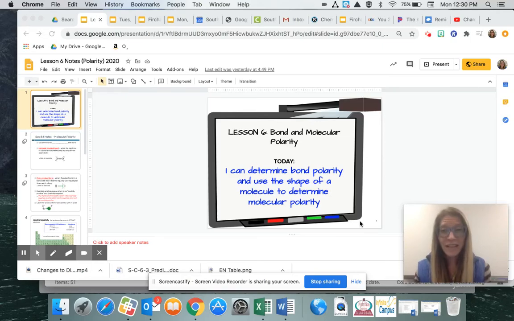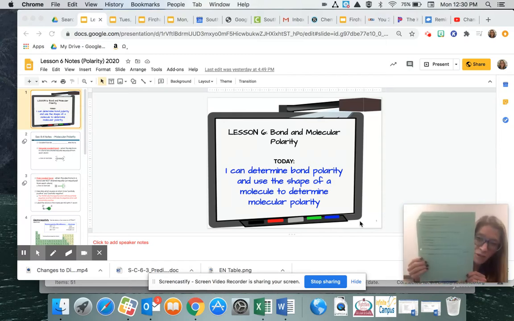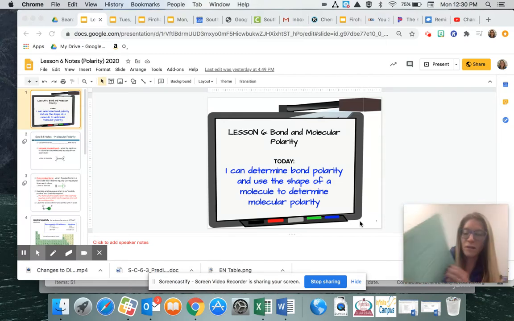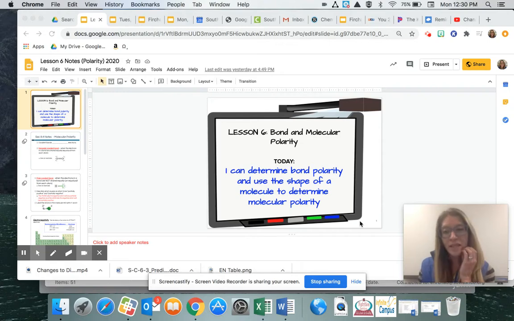All right, here is your last set of notes for Unit 2. So we are on Lesson 6, which starts on page 7 of your green notes packet. So this should be the last set of notes that you need. And this lesson is on bond polarity and molecular polarity.